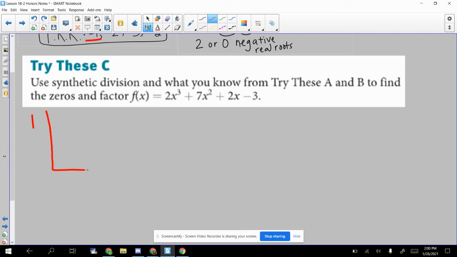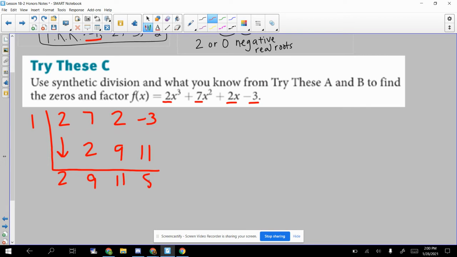And I'm going to divide here. And remember your synthetic division, you use the coefficients. So we have 2, 7, 2, and -3. So drop down the 2. 1 times 2 is 2. 7 plus 2 is 9. 1 times 9 is 9. 2 plus 9 is 11. 1 times 11 is 11. And then -3 plus 11 is 8.